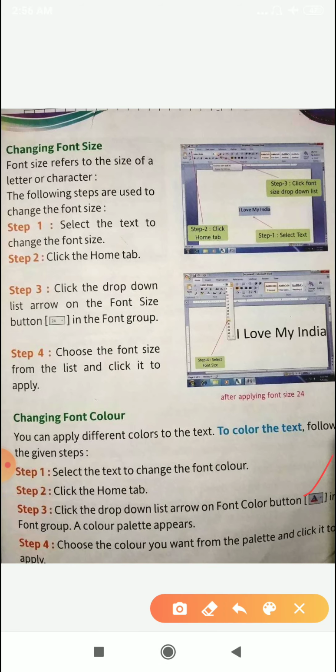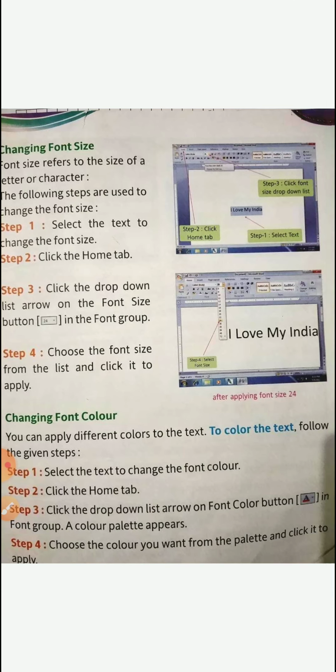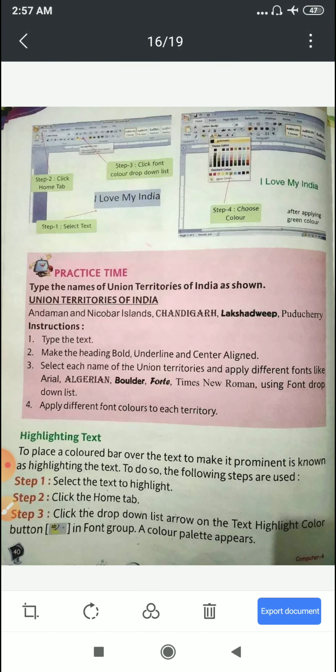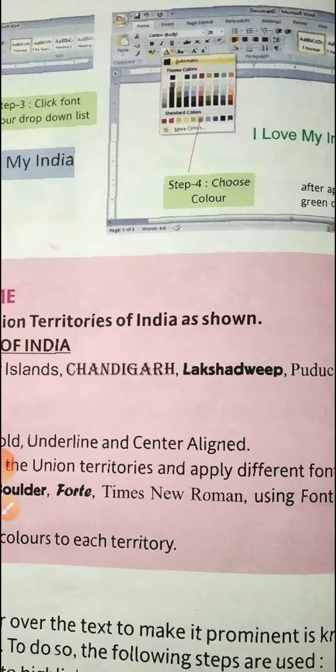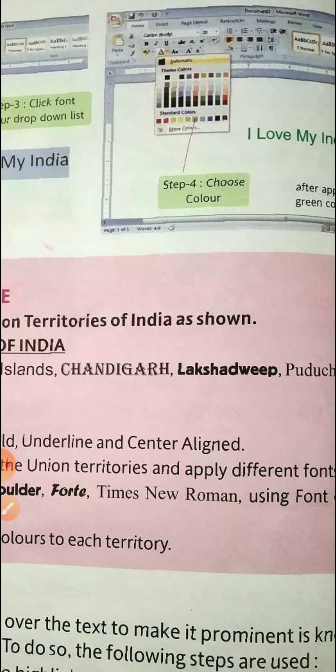It will come there. A color palette appears. Then what you have to do, step 4, choose the color you want from the palette and click it to apply. Whatever color you like, you can choose that and click it to apply. As you can see, a palette is given here. See, different colors are here. According to your choice, you can select any of the colors and apply it here and your font will be changed.